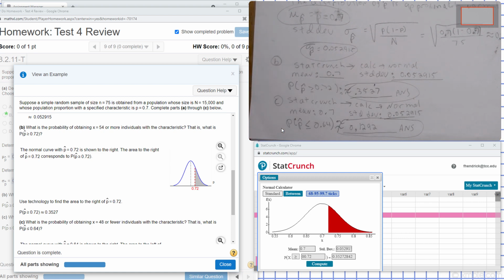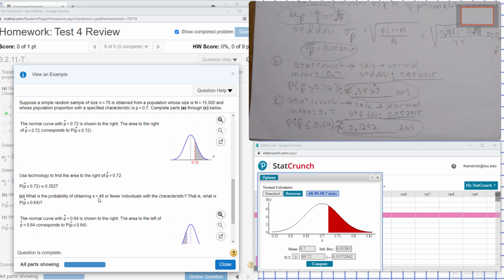And then for part C, it's the probability that 48 or fewer have that characteristic. Okay. The probability that p hat is going to be less than 0.64. So I have that there.